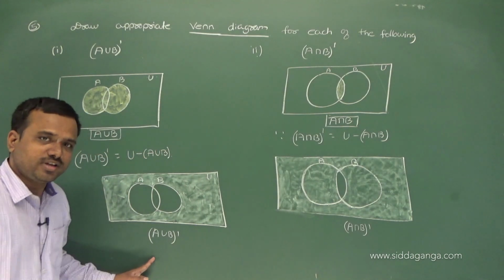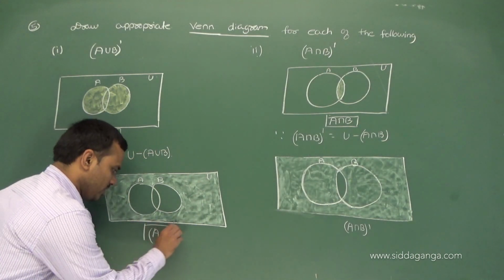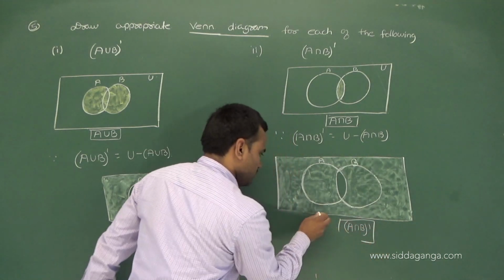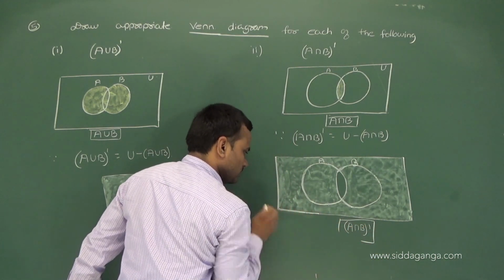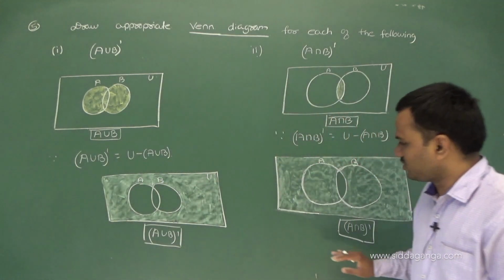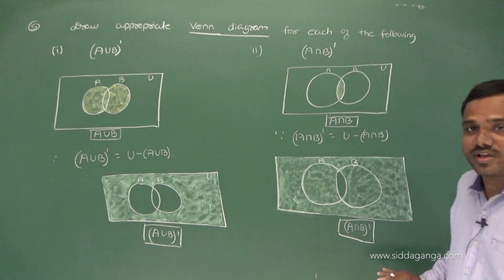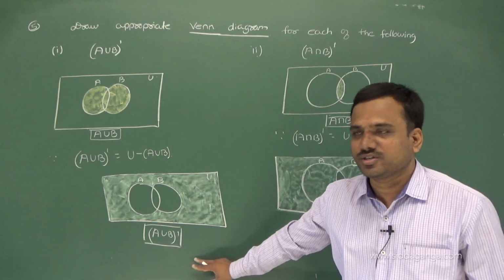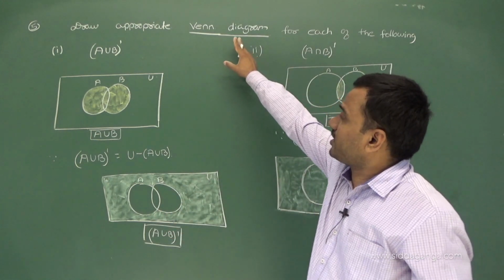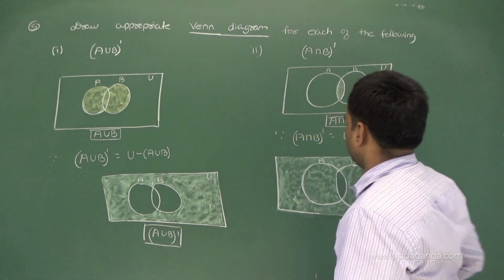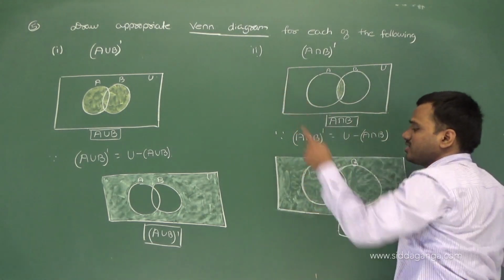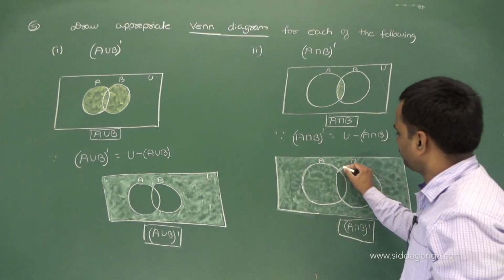This diagram is A union B, (A union B)'. And this diagram is (A intersection B)'. Carefully observe these two diagrams. Firstly, we write the region of (A union B)' using a Venn diagram. Here also we write (A intersection B)' using a Venn diagram.